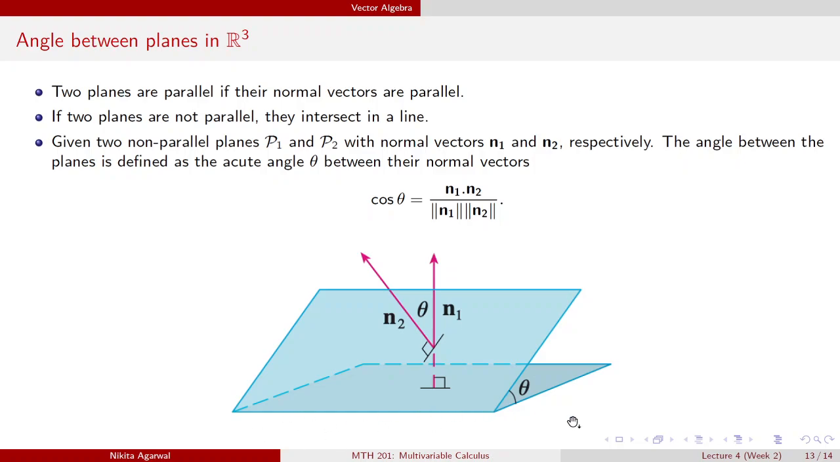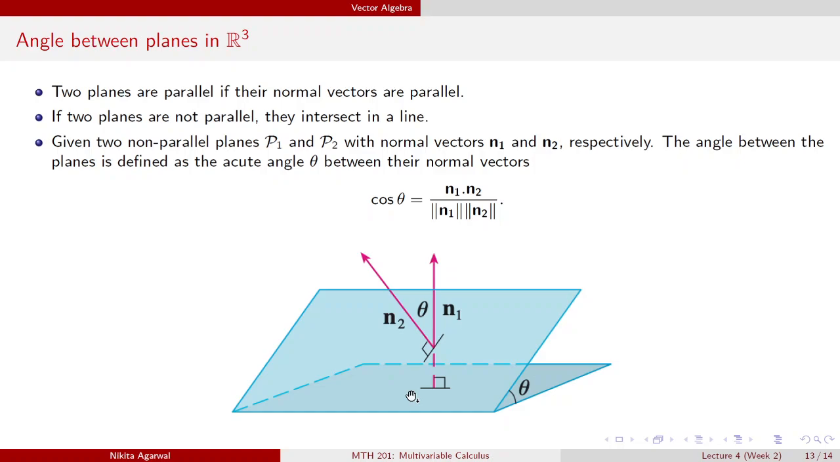So the question is, what is the angle between these two planes, and it's given by the angle between their normal vectors. So given two non-parallel planes P1 and P2, with normal vectors N1 and N2 respectively, the angle between the planes is defined as the acute angle theta between their normal vectors. So we don't look at the other angle.